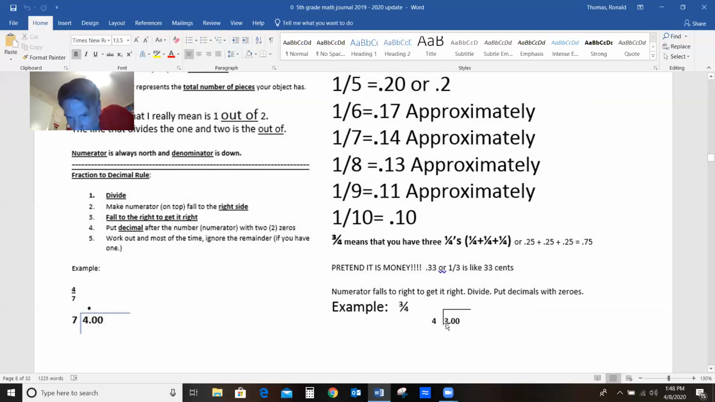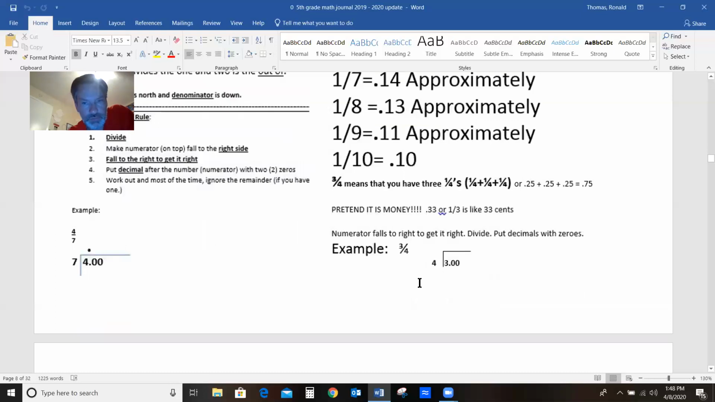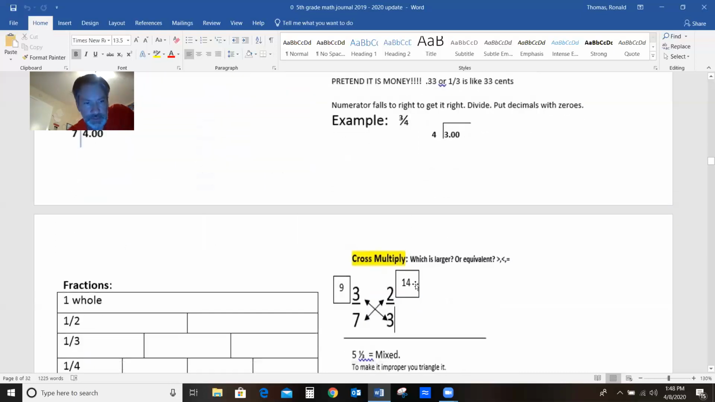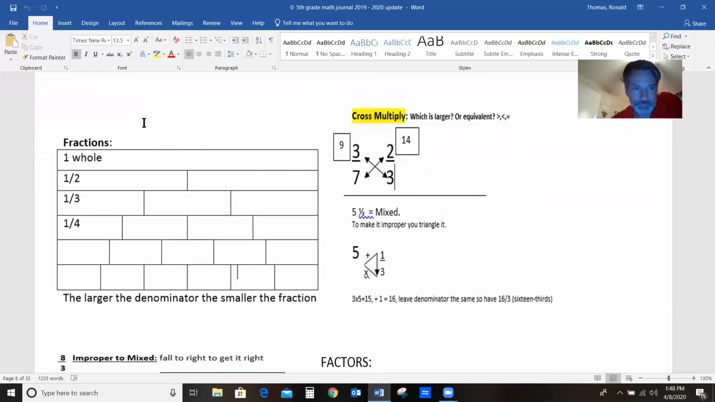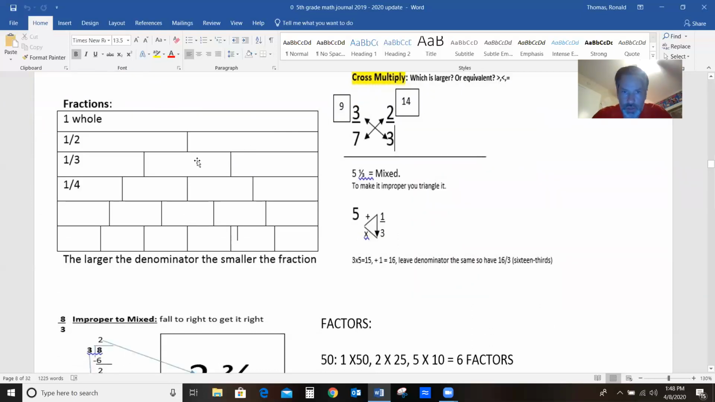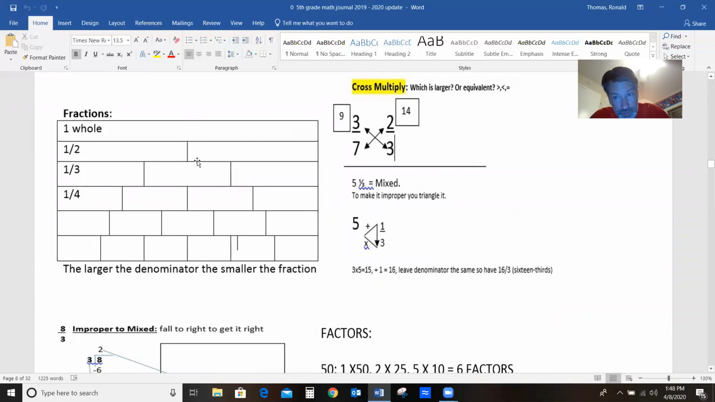But 3 falls to the right and divide. Solve it. Do it. Here we go. More fractions. I love them. Fractions. Fraction box. This is just showing you something you should have learned in the past, but I'm going to make sure you know it.